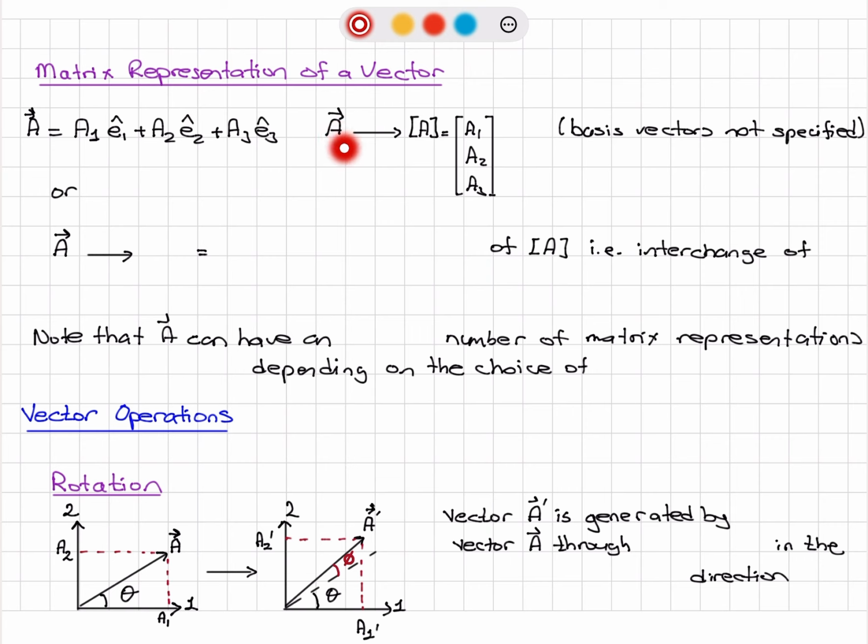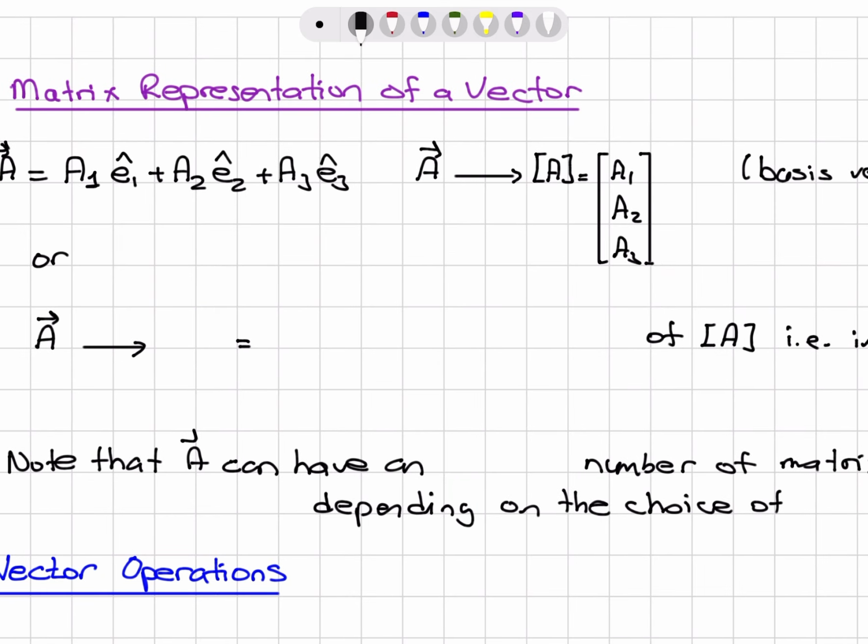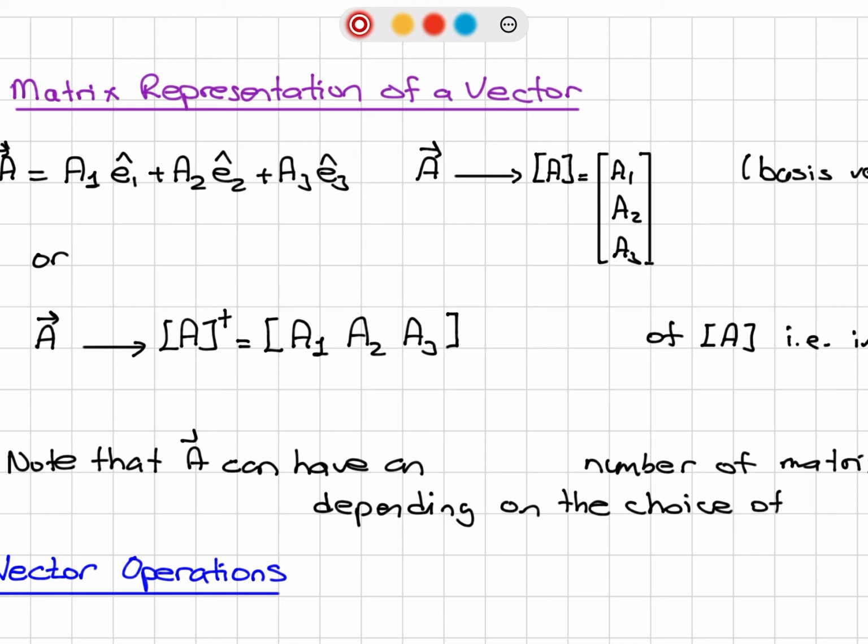Or we can show the same matrix using the transpose of this matrix. So vector A can be represented as a single column where all rows have different values, the components of vector A: A1, A2, A3. This also represents the vector A. This is basically obtained by transposing this one. So first row, first column stays the same.